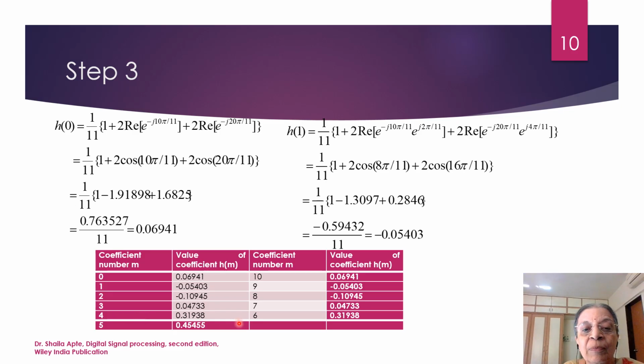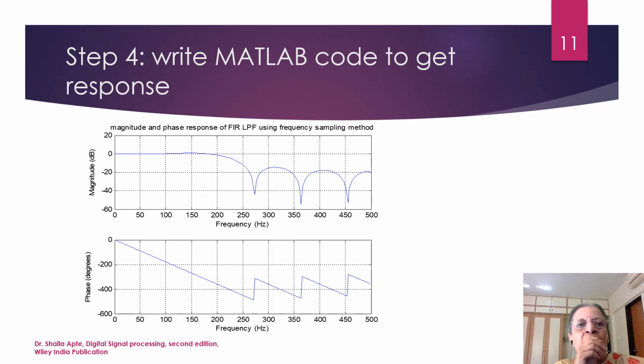Now h of 4 will be same as h of 6, h of 3 will be same as h of 7, h of 2 will be same as h of 8, h of 1 will be same as h9, and h of 0 will be same as h10. These are the corresponding coefficients because the response will be symmetrical. Then we'll have to write the MATLAB code to find the frequency response, that is H(omega). And when we plot this response, we get this corresponding response for the low pass filter.